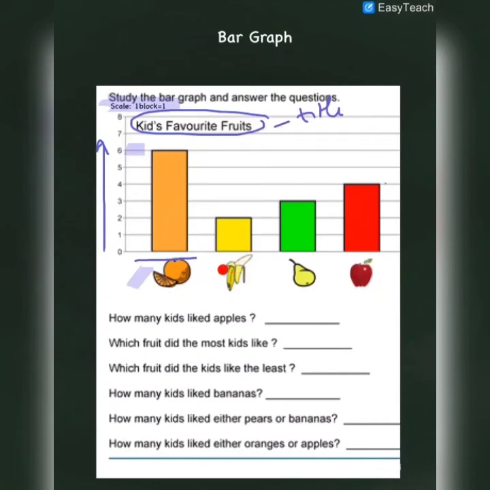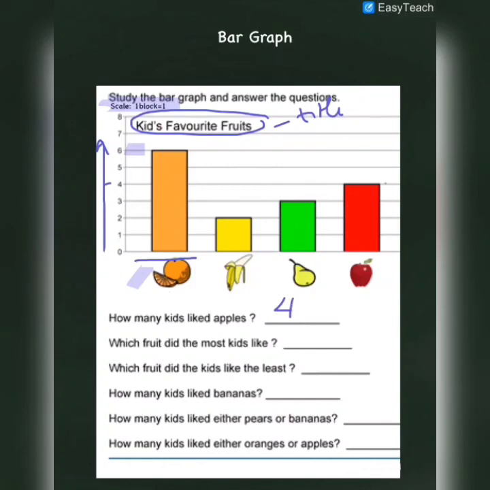And when it comes to banana, we can see the bar of banana is going till number 2. So that means 2 children liked it. The bar of pears is going till number 3. That means 3 children liked it. The bar of apple is going till number 4. That means 4 children liked it. Okay. Now let's try to answer the questions which are given. How many kids liked apple? It's 4. So the answer is 4.